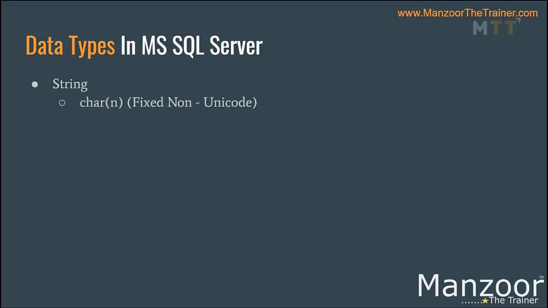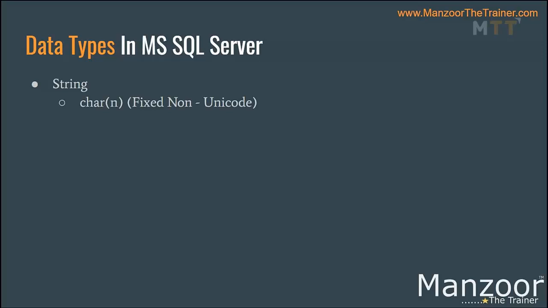Now, if I want to store a string, what are the various options that we have? One is char. If we understand one part, then it is easy for us to understand every type of data. One is char of n, which means fixed, non-unicode. Fixed means if I say char 10, it will take 10 locations in the memory. If you store a word of two letters, even then it is going to take 10 spaces. Are you getting my point?